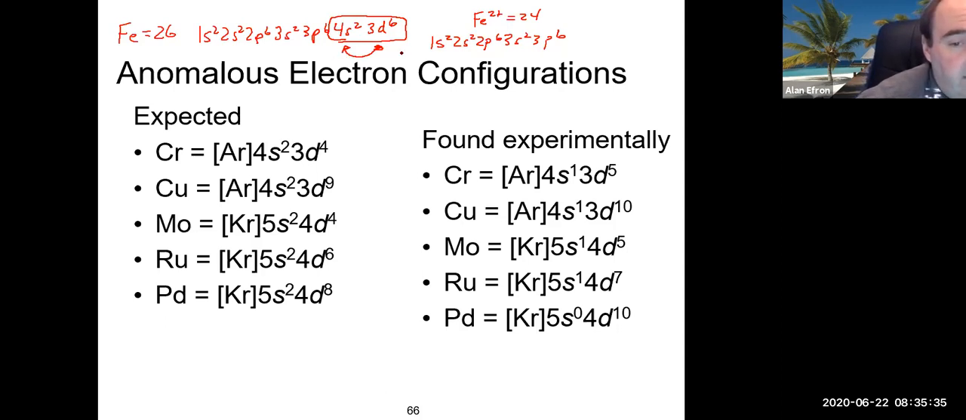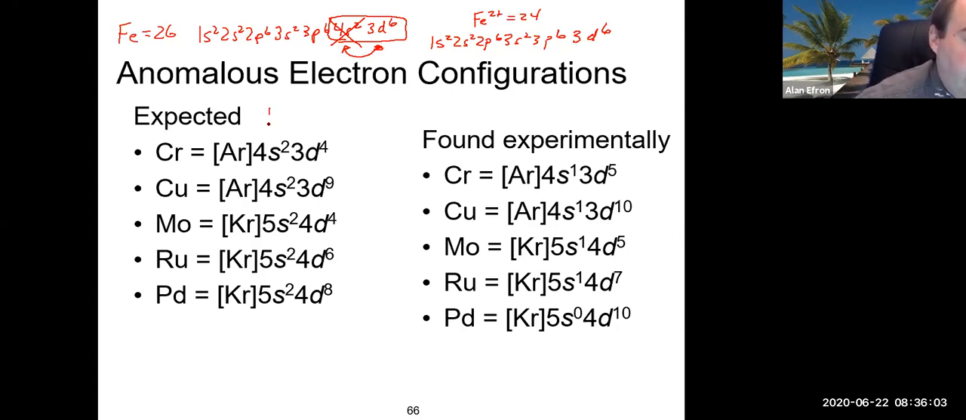So when something like iron loses 2 electrons, the first electrons it's going to lose are actually the 4s electrons. And that would leave us a configuration of 3d6. So iron with a +2 charge would be 1s2, 2s2, 2p6, 3s2, 3p6, 3d6. Again, our 4s electrons are going to be lost first.